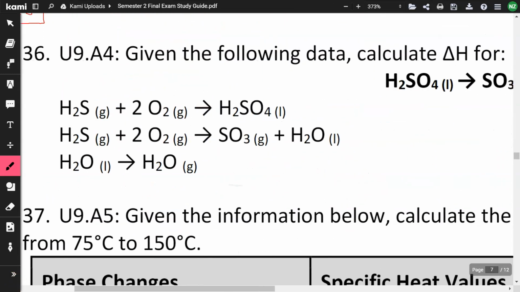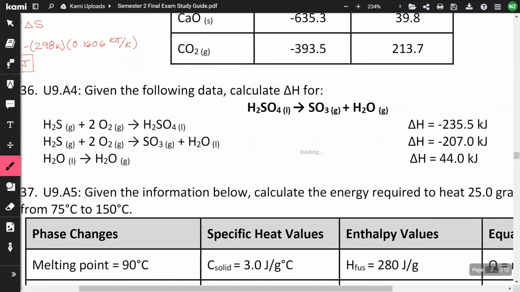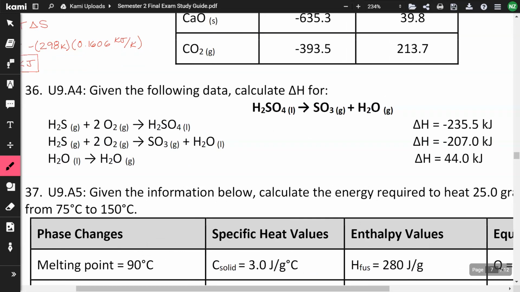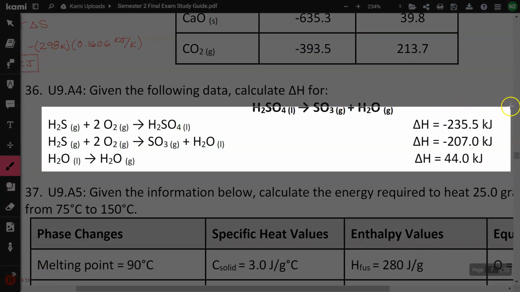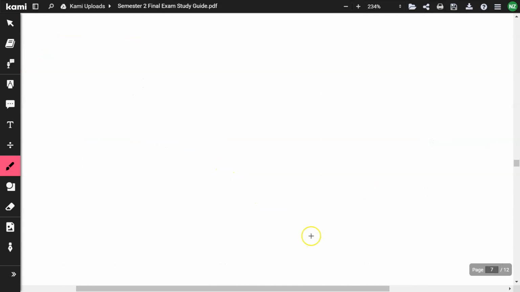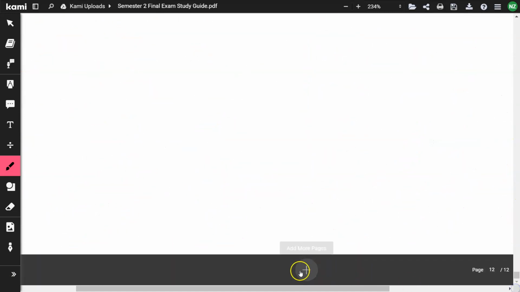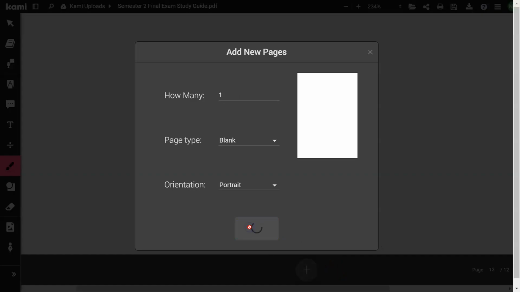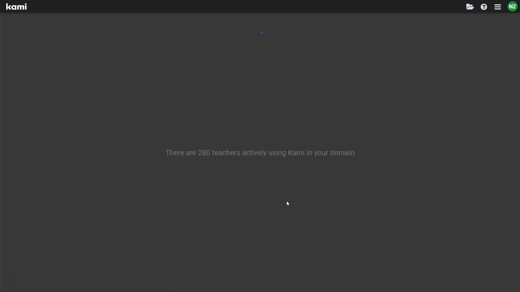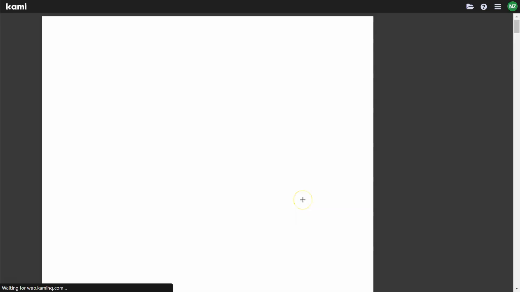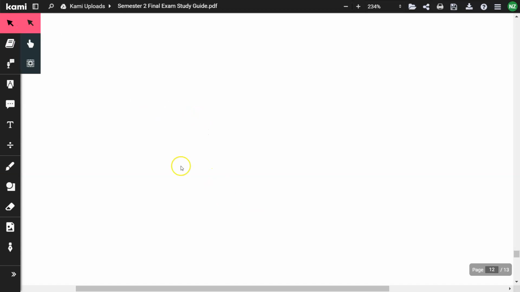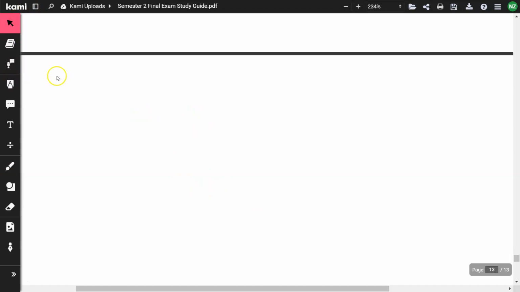All right. 39. 39 is a doozy. I'm going to need some more space for this, so I'm going to put this on another page.